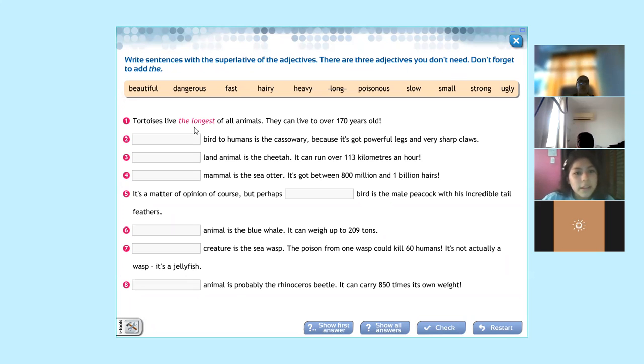Tortoises live the longest of all animals. They can live to over 100, 117 years old. Okay, read the number 2, please. The most dangerous bird to humans is the cassowary because it's got powerful legs and very sharp claws. You're talking about the most dangerous. Thank you. Continue, Jorge Chicaiza, number 3.